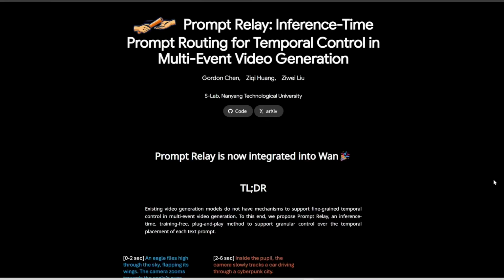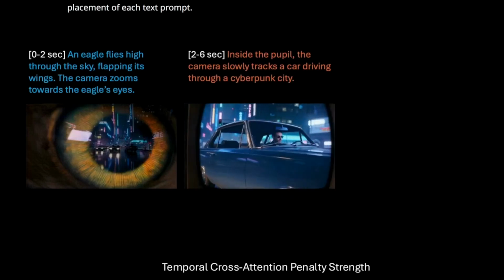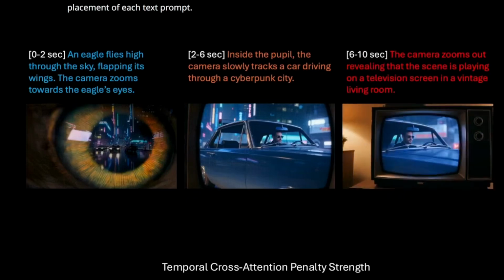First up, we have a really useful technique for generating videos with multiple scenes that transition seamlessly. So this is called Prompt Relay, and this is a training-free plug-and-play method which you can add on top of Alibaba's Wan. So here's an example. Let's say for seconds 0 to 2, you have this eagle flying high through the sky, and then you want to transition seamlessly into a car driving through a cyberpunk city, and then you want the camera to zoom out from a TV screen in a living room.